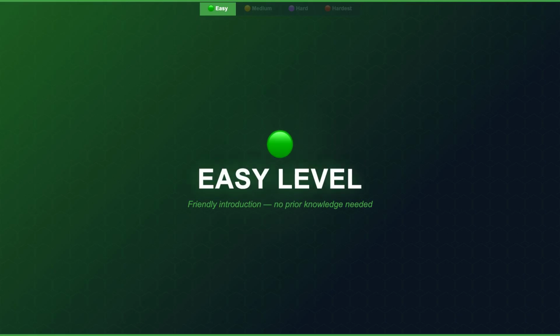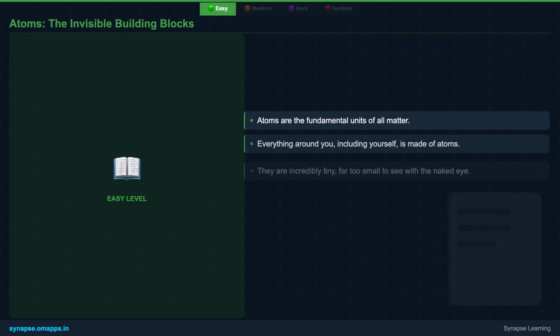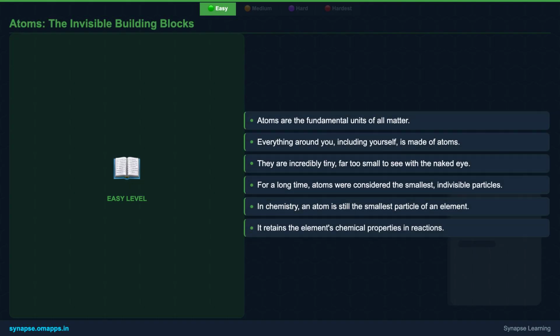Let's kick things off with the easy level. Here, we'll cover the fundamental concepts of atoms, their tiny nature, and how we represent them. Atoms are simply the basic building blocks of everything around us. From the air you breathe to the device you're watching this on, it's all made of atoms. They're incredibly tiny, far too small to see even with the most powerful microscopes.